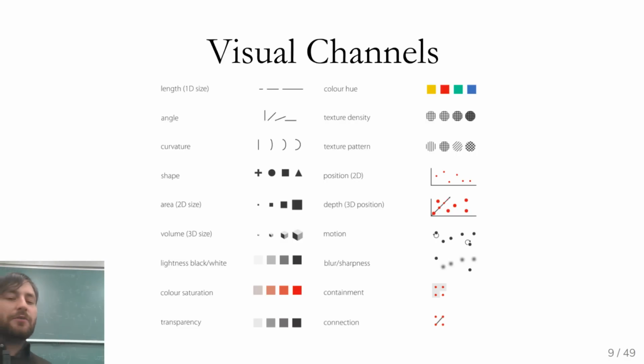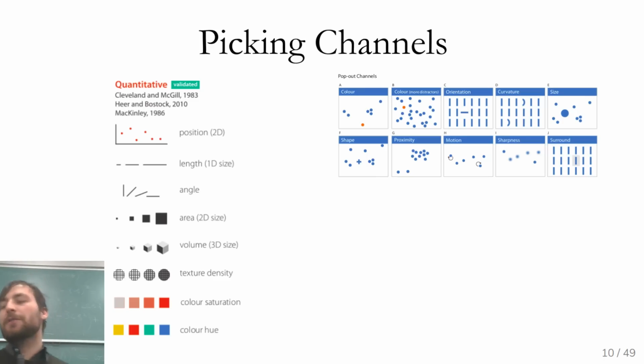So there's some work that shows which of these are the most efficient, and these are actually the ones that we use most often. Very efficient is position, which is what we use in nearly every plot, like in a 2D scatter plot. You have the x-axis and the y-axis as two of your scales, and you map some data property on the x-axis and some data property on the y-axis.